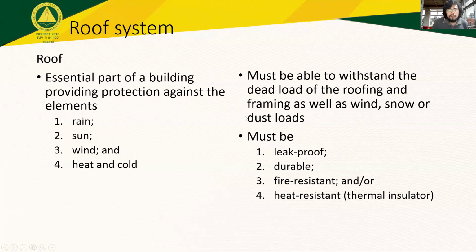Now, the roof must be leak-proof. It must also be durable and fire resistant. That's optional. And heat resistant, another optional consideration or parameter. When we say heat resistant, it should insulate the heat from whatever sources, such as the sun.